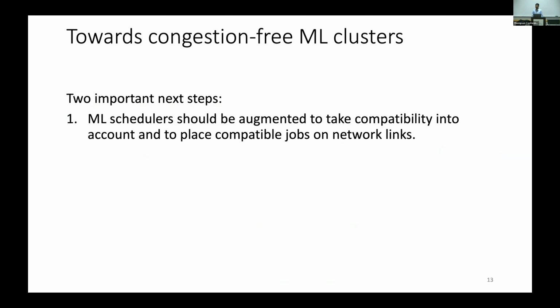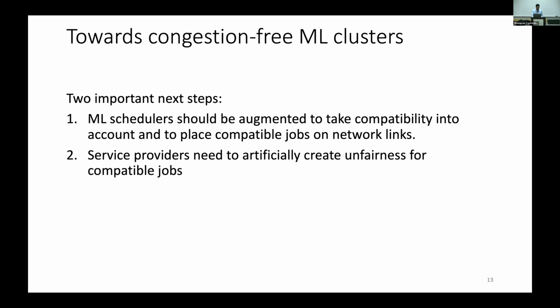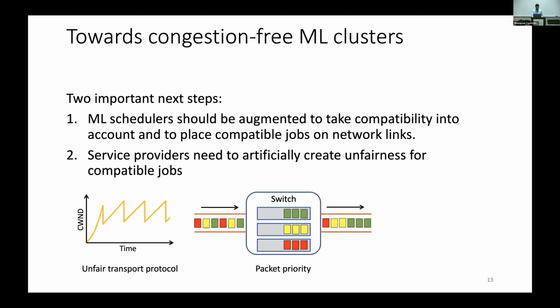First, ML schedulers should be aware of job compatibility and only place compatible jobs on network links. Second, even after placing compatible jobs, we need some way of controlling the unfairness so as to enable interleaving of communication phases. This can be done in multiple ways, like an unfair transport protocol, or by using packet priorities, or by using flow scheduling.